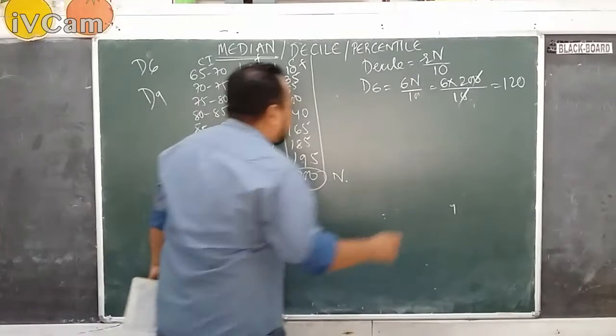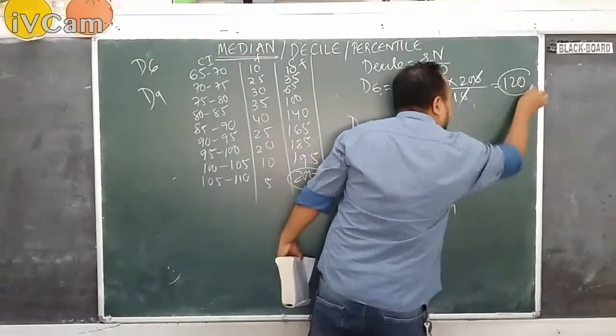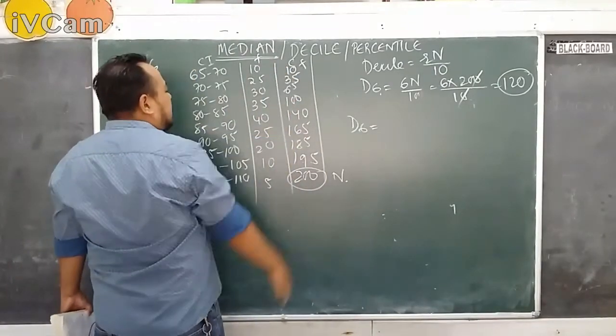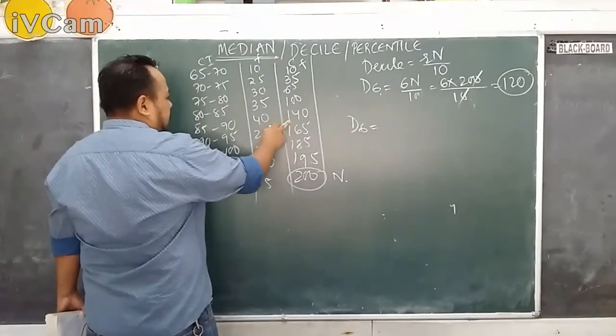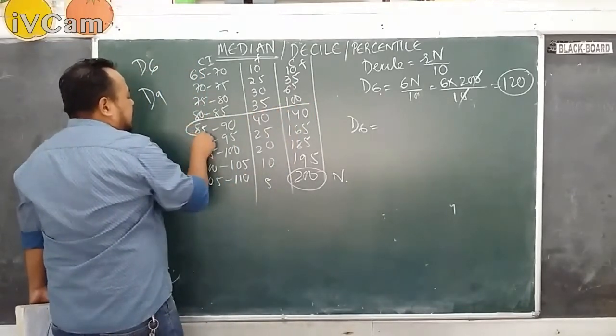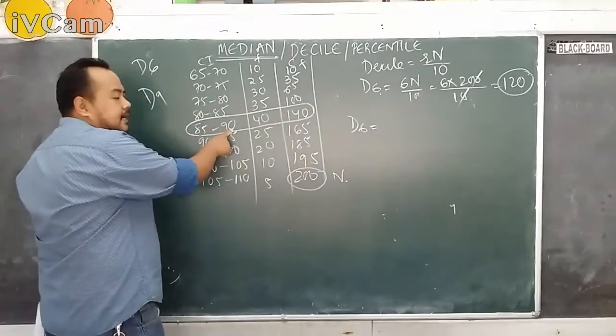Now, what was the formula? First, this is 120. Locate this in the cumulative frequency. So where does 120 lie? It lies between 100 and 140. So take the greater one. That means this will be the decile class. That means the answer has to be between 85 and 90.